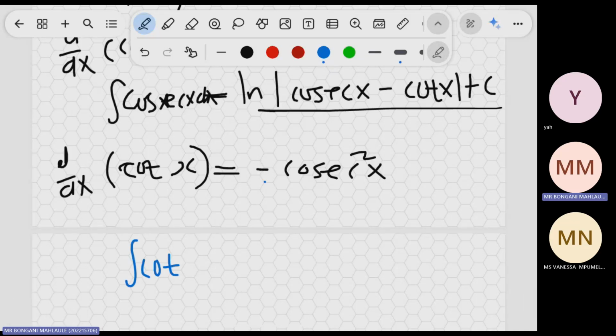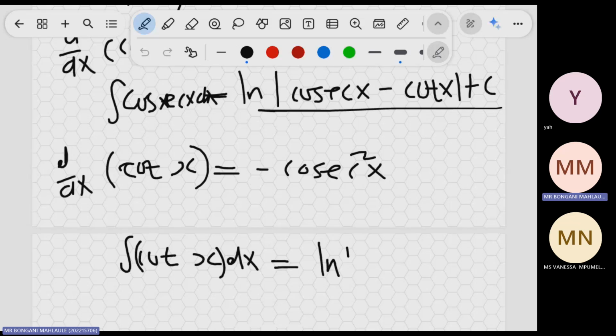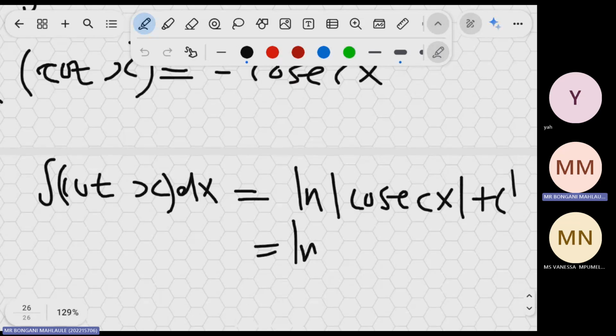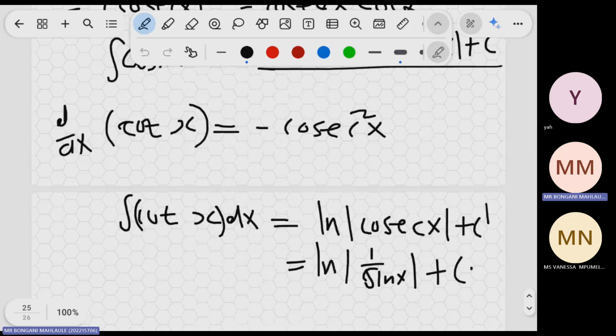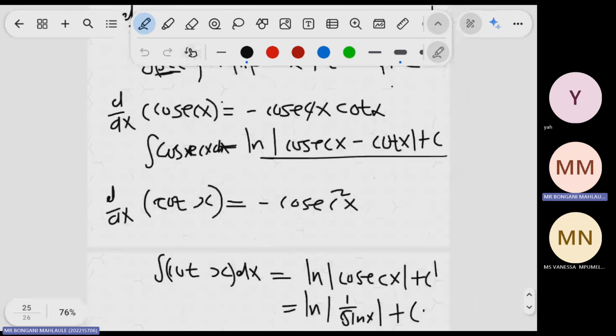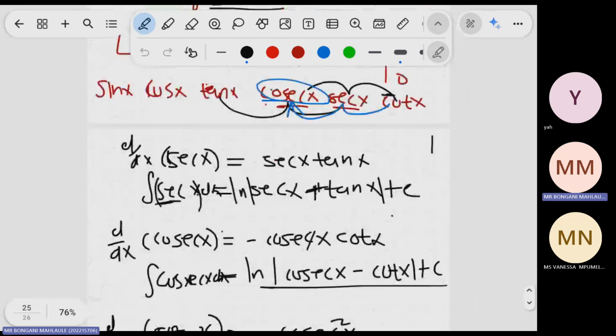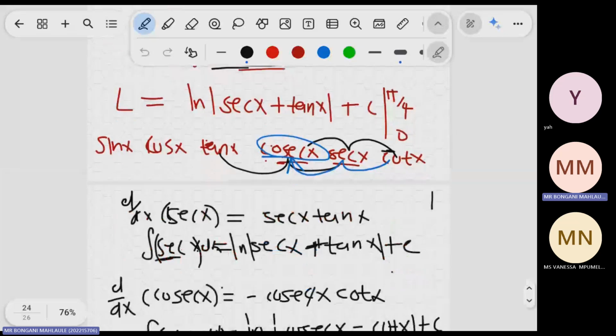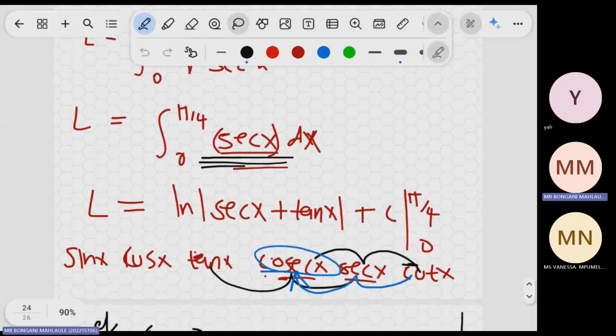What's the integral of cot x? The integral of cot x dx. What is it? Will it be the ln of cosec x, which will be ln of 1 over sine x? Yeah, I think it's this one. You'll just confirm, but yeah, it's supposed to be that one. So I'm just reminding you. Now, from here, you substitute your intervals.